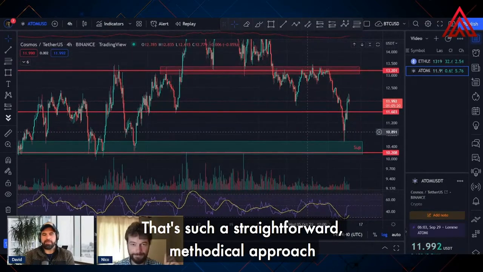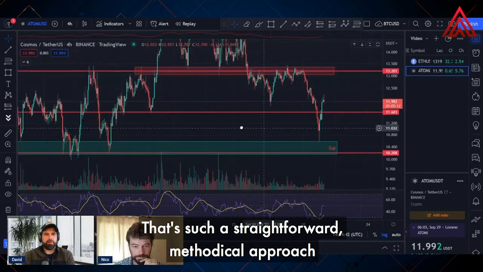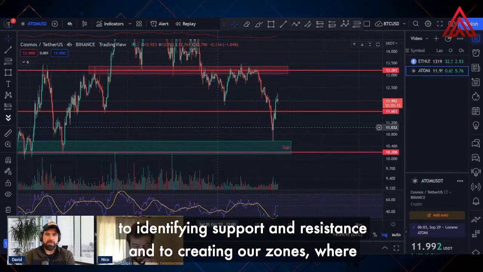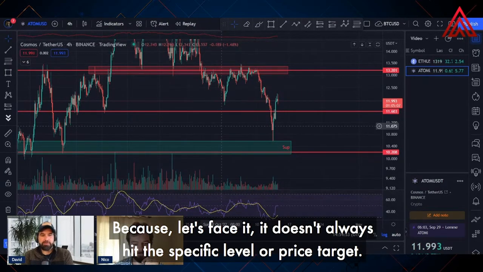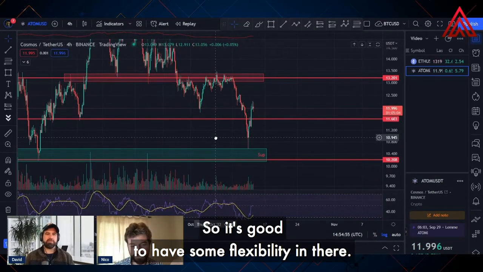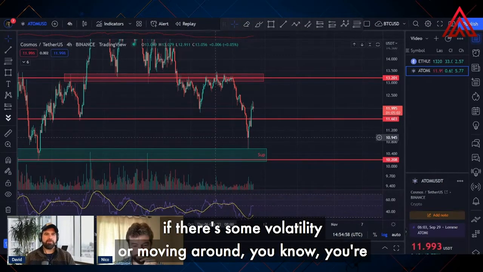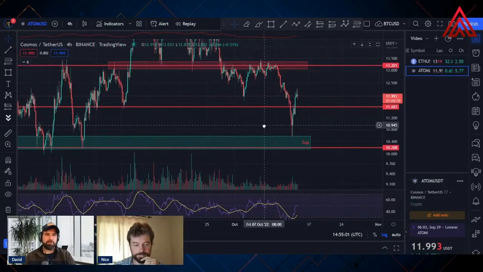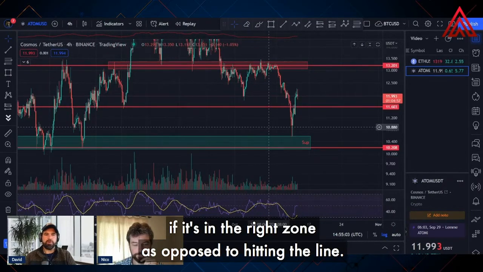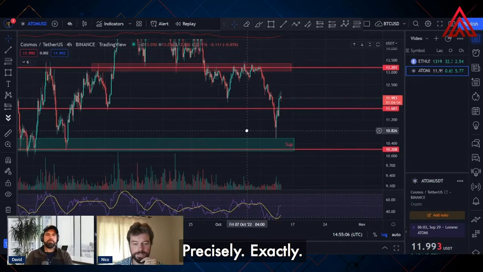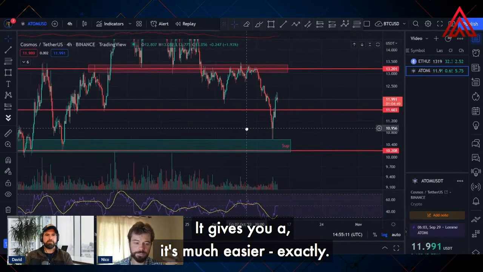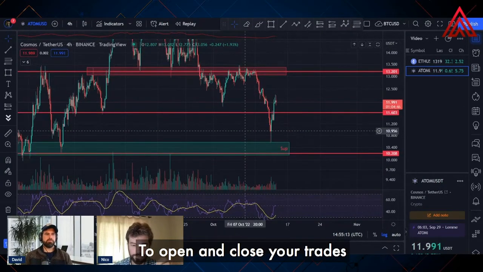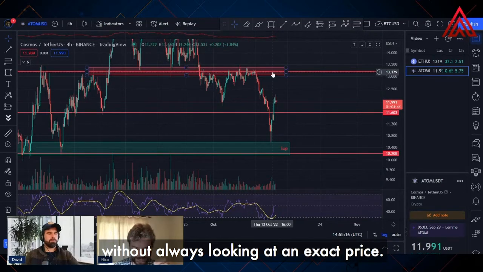Wow. That's such a straightforward, methodical approach to identifying support and resistance and creating our zones, because let's face it, price doesn't always hit the specific level or price target. So it's good to have some flexibility in there. That way, if there's some volatility or moving around, you can close a trade early if it's in the right zone, as opposed to hitting the line precisely. Exactly. It's much easier to open and close your trades without always looking at an exact price.